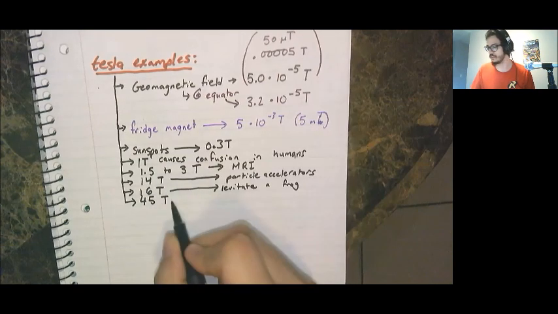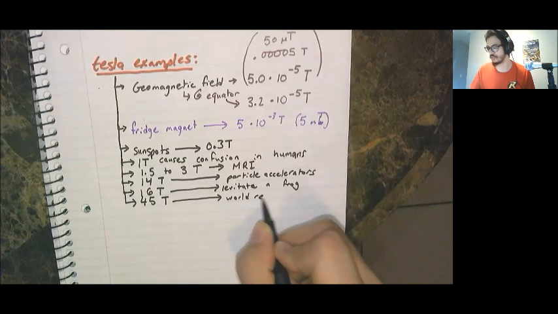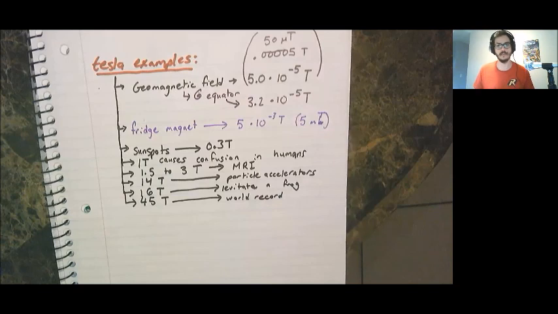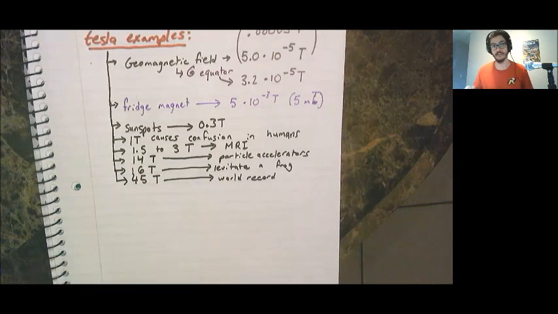45 Tesla is the world record for a sustained magnetic field that is 10 times greater than the largest permanent magnetic field strength. So permanent magnet, 4.5 Tesla is the record. Electromagnet, 45 Tesla.